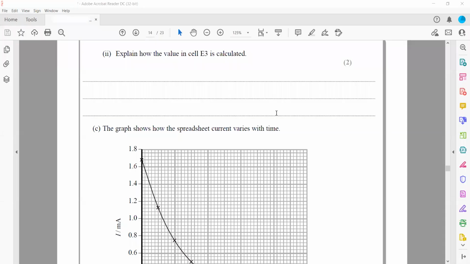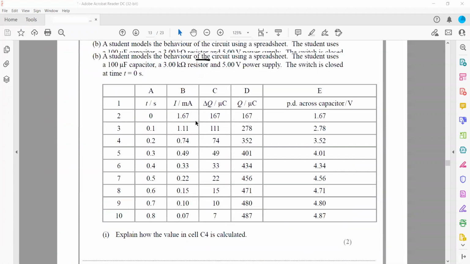So in the next part, they're asking how we can calculate this cell E3. So what is cell E3? This is third row, and E. So how do we get 2.78? How do we get this 2.78 value?